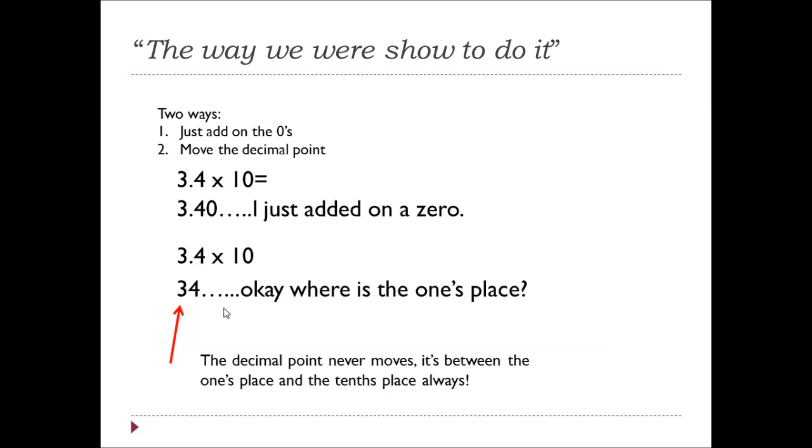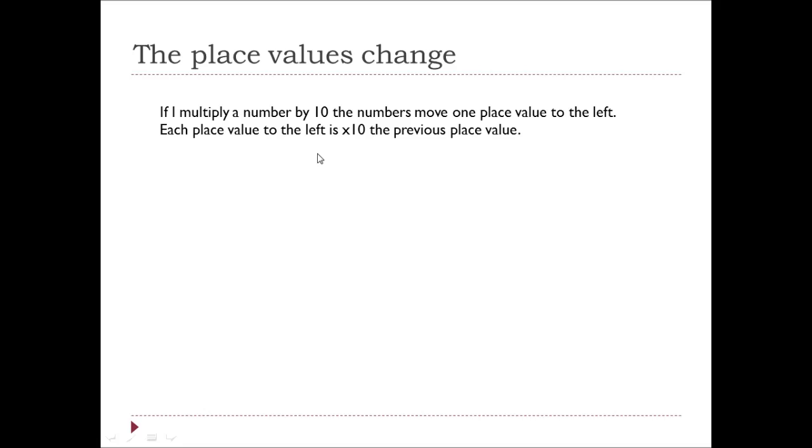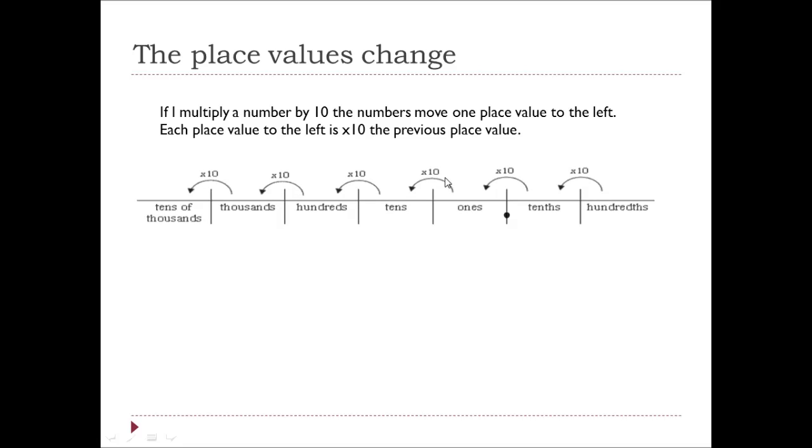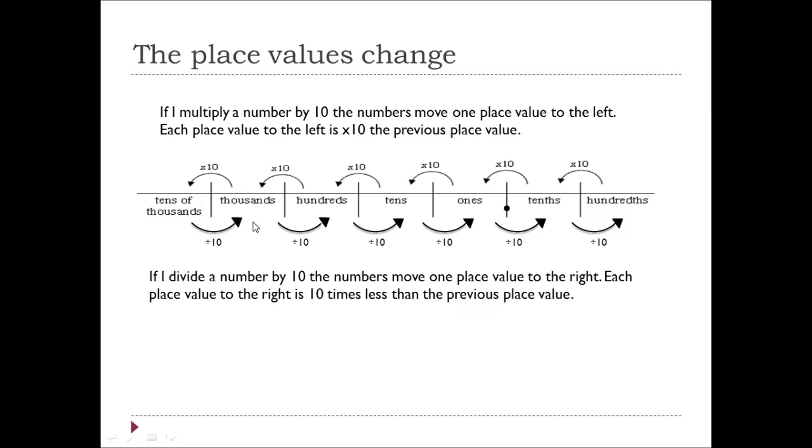And that idea that the decimal point moves really leads to misconceptions, because the decimal point doesn't move. It's always between the ones place and the tenths place. It doesn't just skip around. So we talk about the place value changing. If I multiply a number by 10, then the number moves one place value to the left, because each place value to the left is 10 times the previous place value. Similar with division. If I divide something by 10, I move one place value to the right, because each place value to the right is 10 times less than the previous place value.